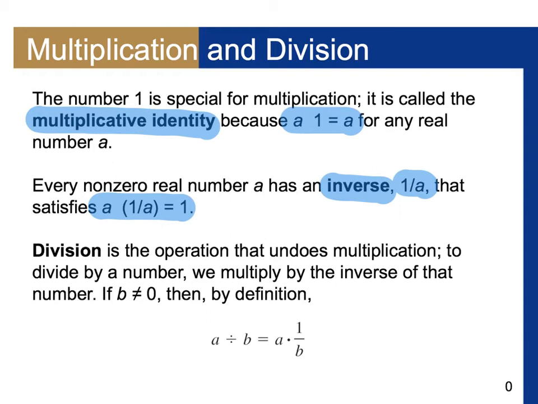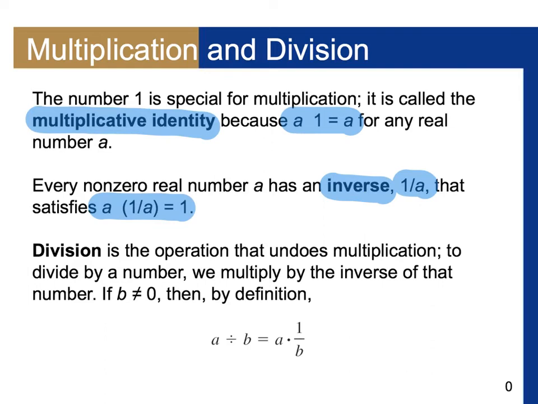So the multiplicative inverse is called the reciprocal, which is 1 over the number. For example, 2/3 times 3/2 would be 1. Okay, so the multiplicative inverse of 2/3 is 3/2.